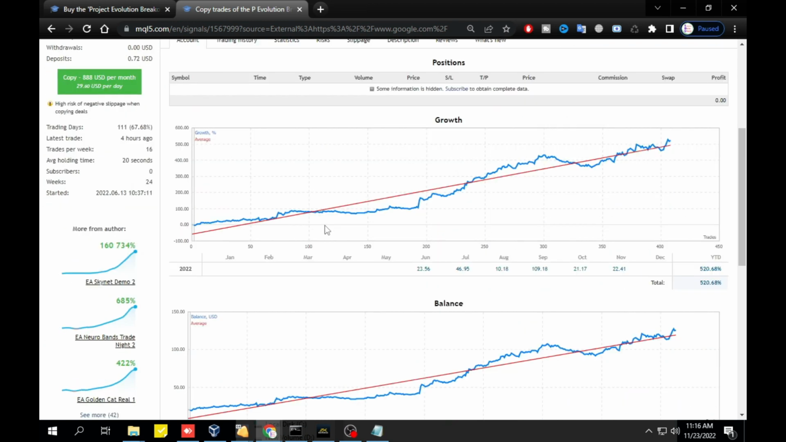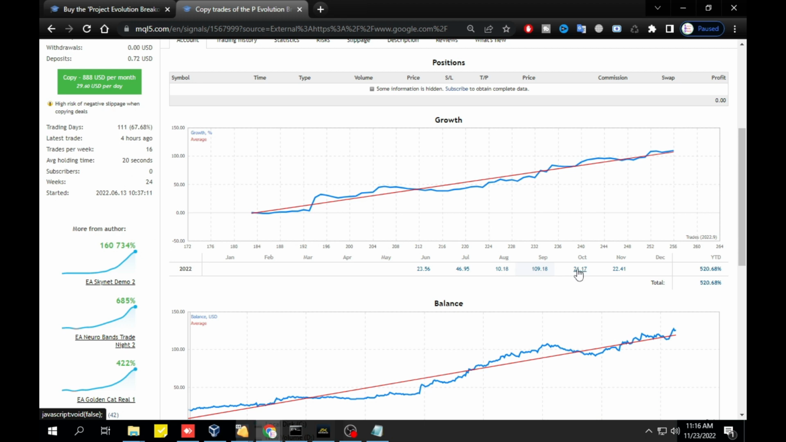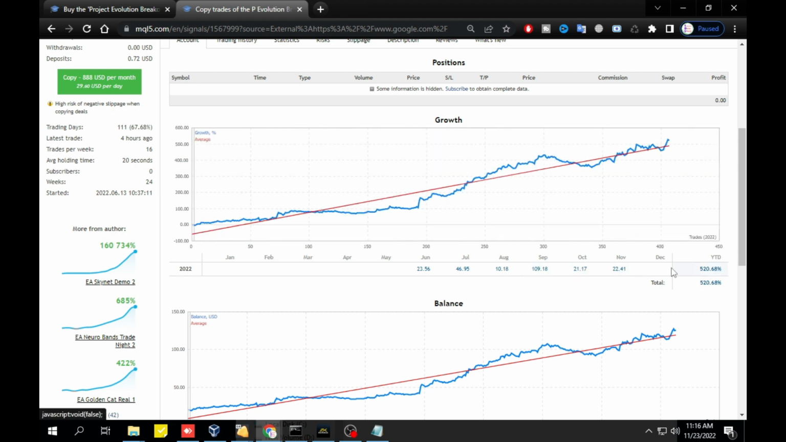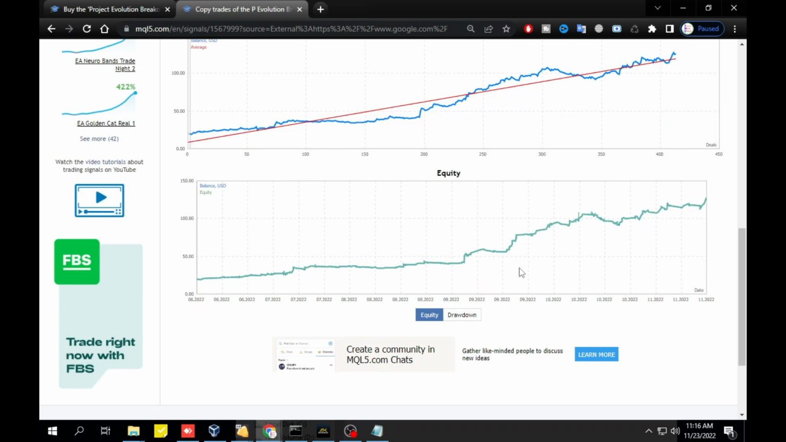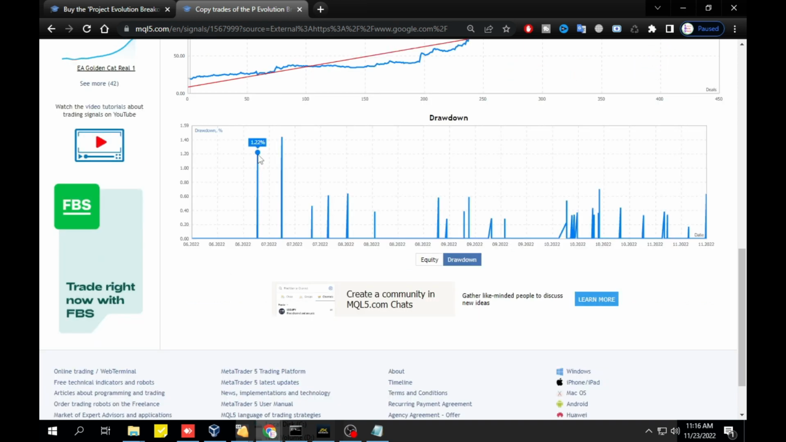Continue to growth information. See here trading starting from June 2022 until now in November 2022, with a total profit of 520.68%. I think this is a great advantage. You can see the growth of the balance from this graph. And the chart is like this. The resulting drawdown is relatively low.